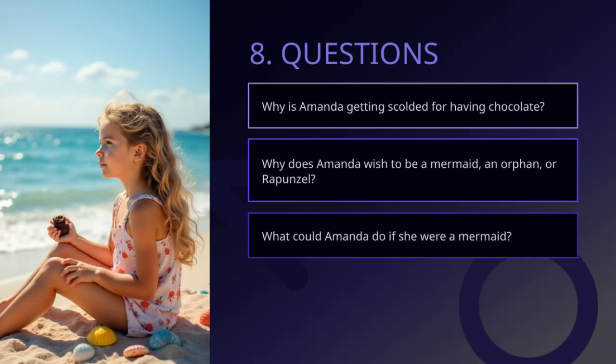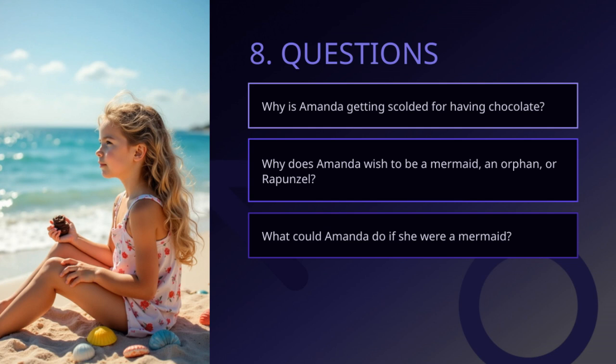So let's explore what Amanda could do if she were a mermaid. Imagine the possibilities, swimming freely in the ocean, discovering new underwater worlds, and having a tail instead of legs. It's a fun way to think about exploring different choices and imagining different lives.